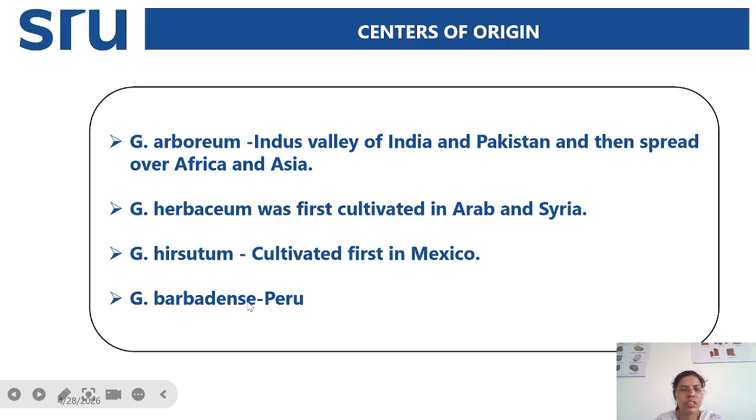All four species evolved in different places. Gossypium arboreum is from India and Pakistan, and herbaceum originated from Arabia and Syria. Next is hirsutum, which was first cultivated in Mexico. And next is barbadense, which is from Peru. So all four species have different centers of origin.